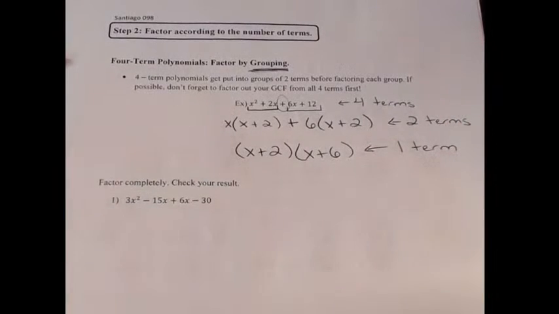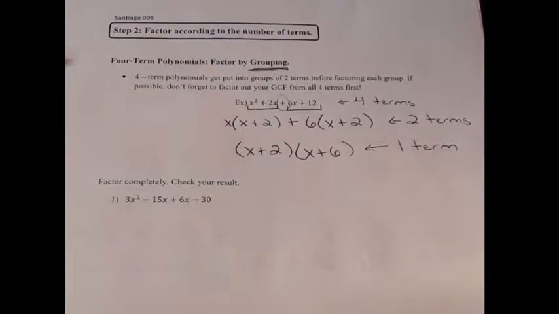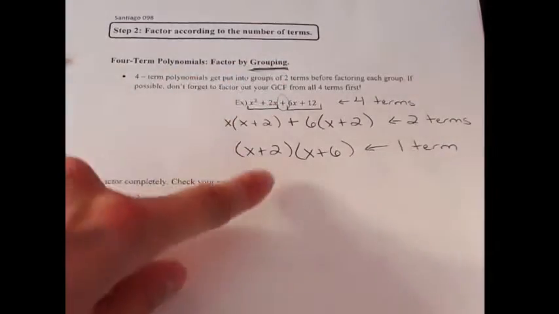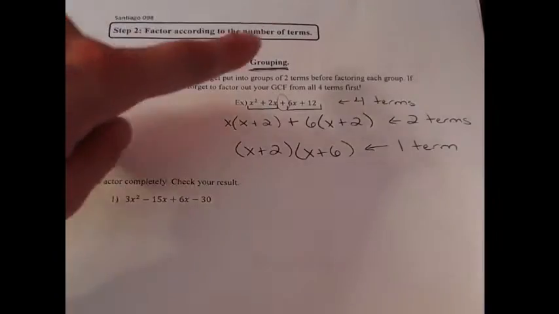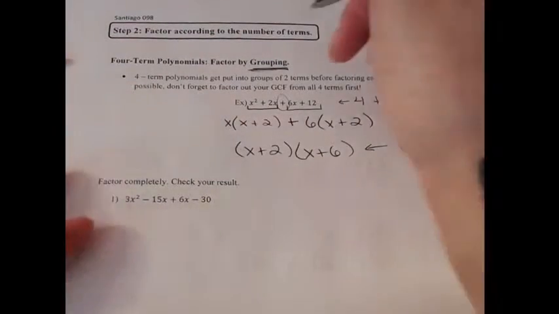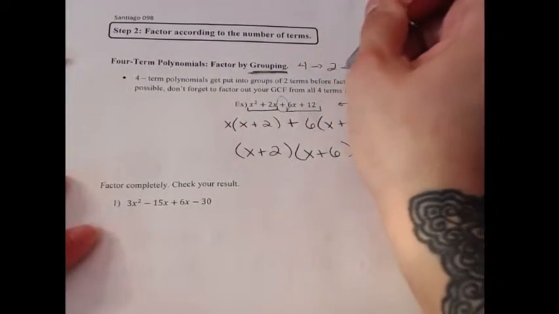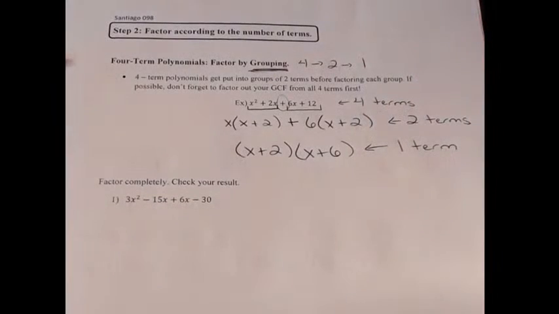Remember, terms are generally separated by addition and subtraction. This is a quantity times another quantity. This is essentially a times b, and a times b is one term. All right? 4 to 2 to 1. Factor by grouping. 4 to 2 to 1. Hopefully that's helpful in that we break it down in that sense. You go from 4 terms to 2 terms to 1 term.